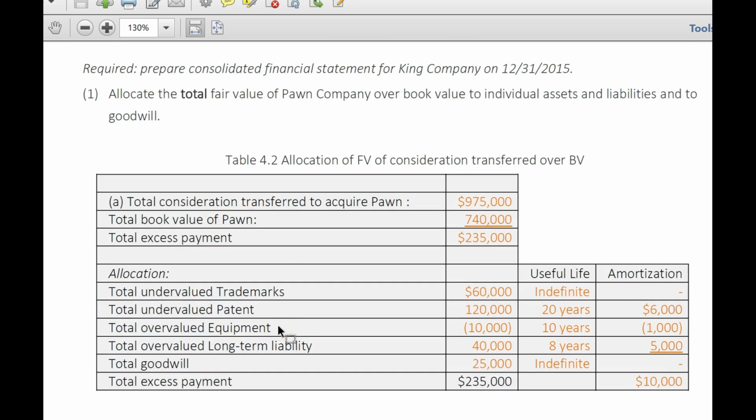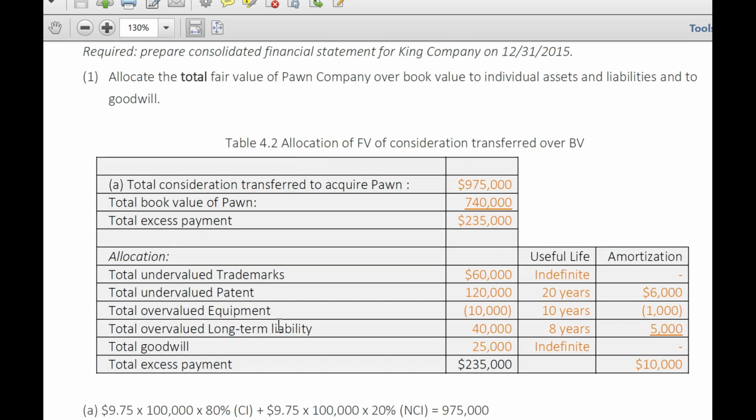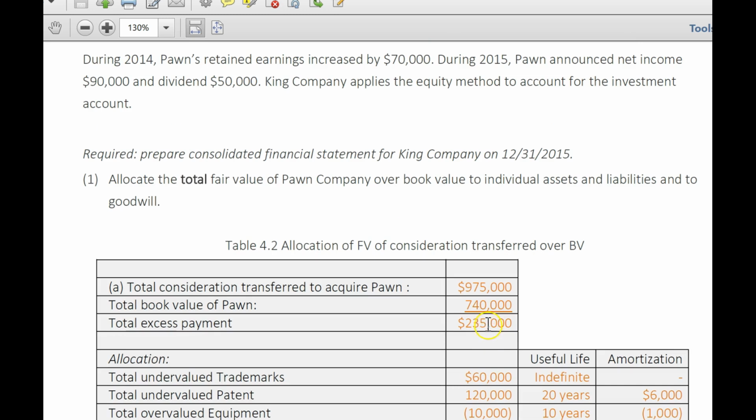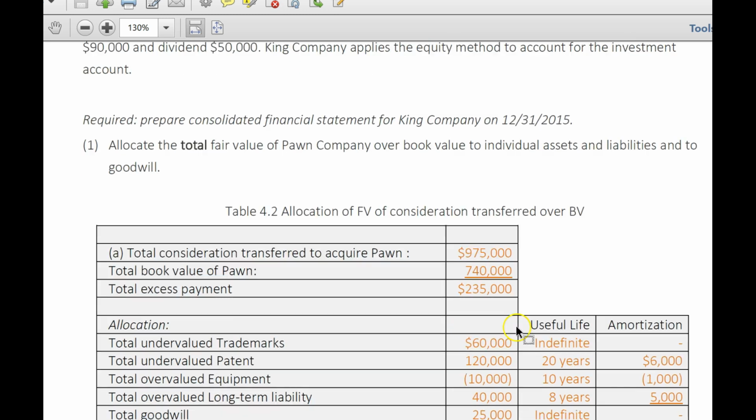So the first step of our consolidation is to allocate the total fair value of the subsidiary, the parent's and the NCI's consideration transferred to acquire the subsidiary, over its book value. Altogether, it's 9.75 per share, and there are 100,000 shares altogether. So the total fair value of the subsidiary should be 975,000. The total book value, as we saw in the blue sheet, is 740. So this is the book value, and the rest is the fair value excess.